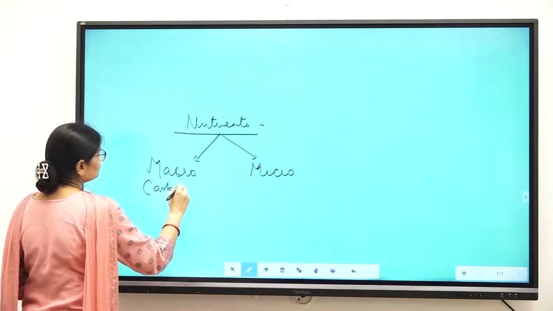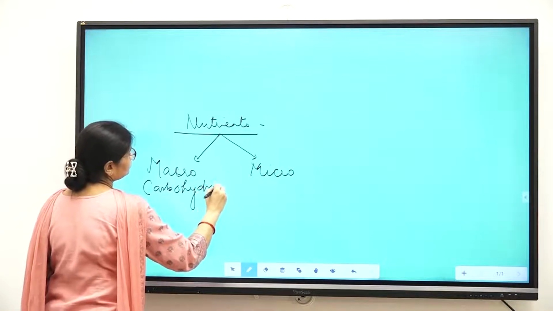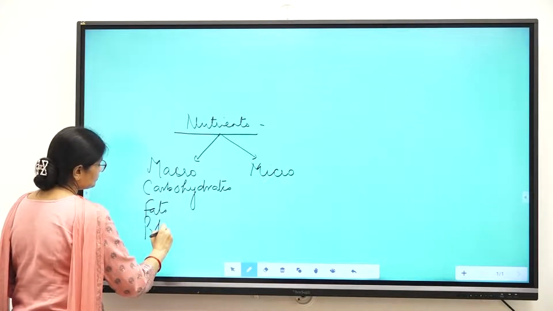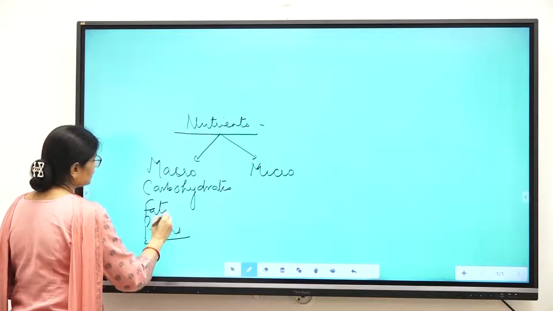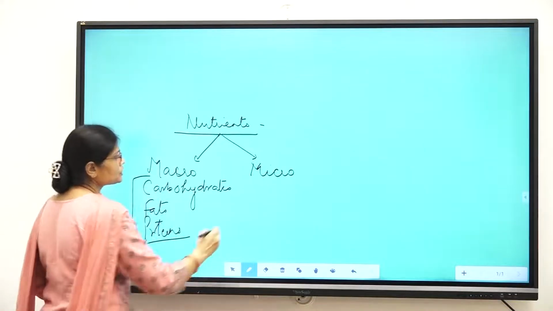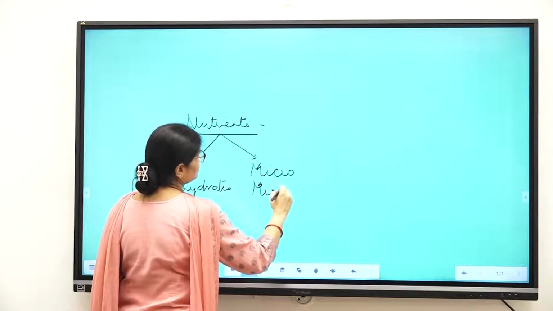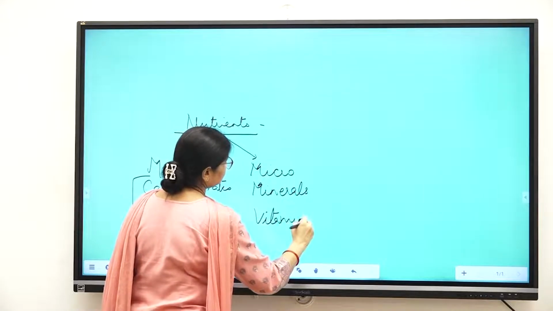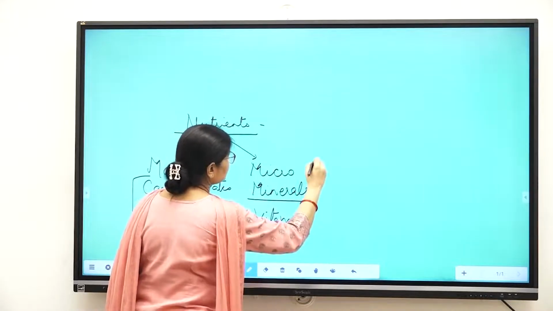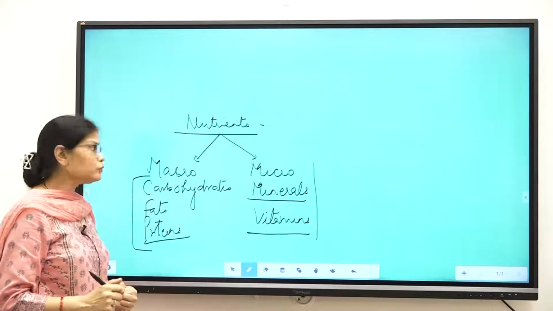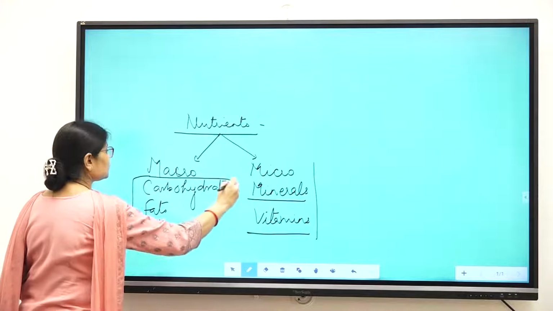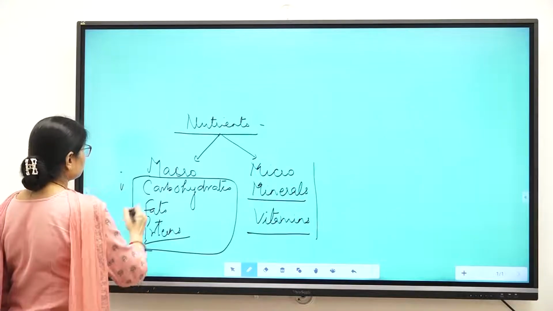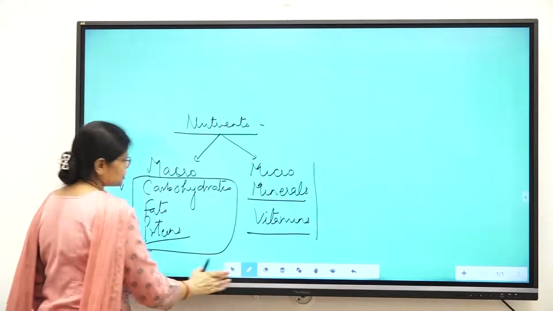Carbohydrates, fats and proteins are classified as macronutrients, and minerals and vitamins are micronutrients, because they are required in very small amounts by our body. So, these three are the macronutrients, and these three are energy giving nutrients.